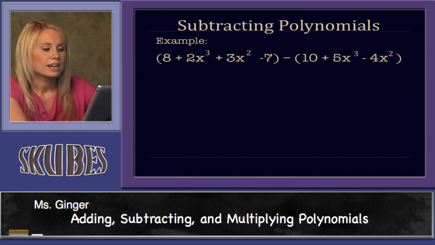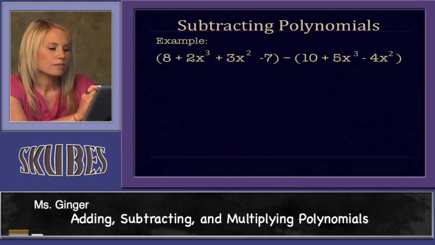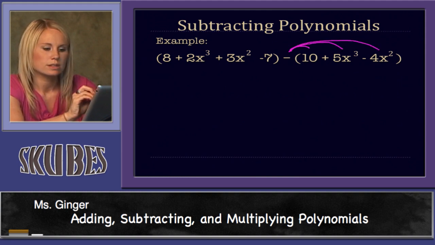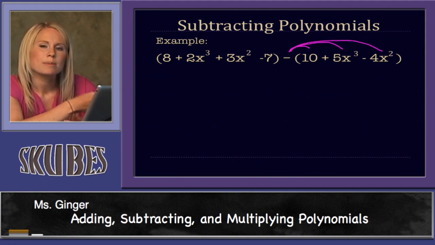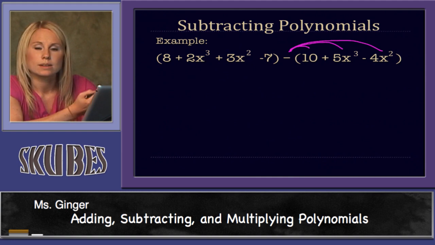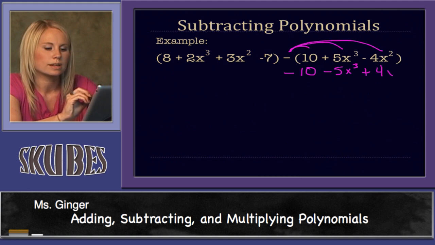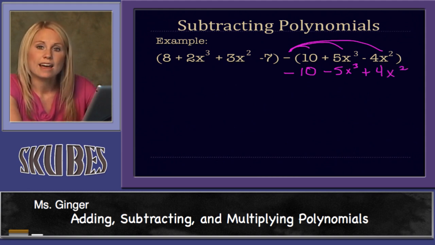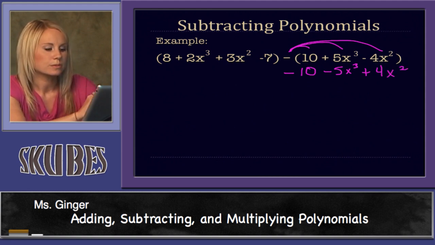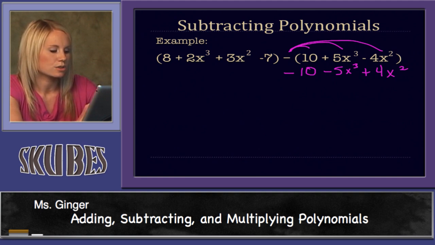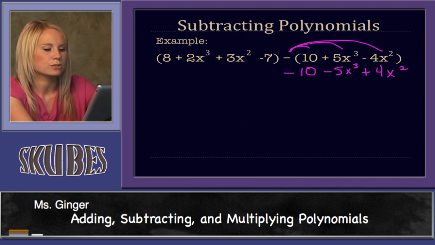Alright, subtracting. So what's the difference here? The difference is we are going to take the subtraction symbol and distribute it before we start so that we can make sure we have every sign correctly adding together. Okay, so I'm going to just rewrite this part over here to the right. This will become minus 10 minus 5x cubed and plus 4x squared. And now really I'm just adding, just like we did in the last example. So I'm going to add using the like terms and the signs that go with the numbers.